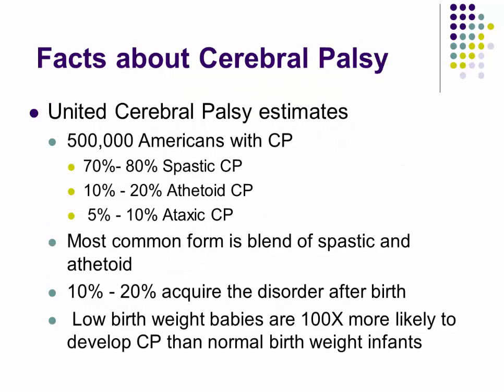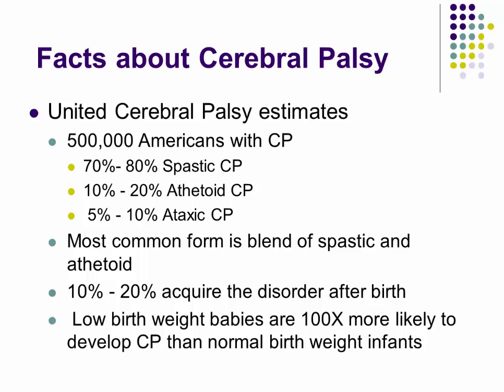In the United States, there are approximately 500,000 Americans who have CP. And the most prevalent type is going to be children with spastic. Actually, it's probably more common. It's a blend of spasticity and athetoid component. It primarily occurs in children or infants prenatally or during the birth process.